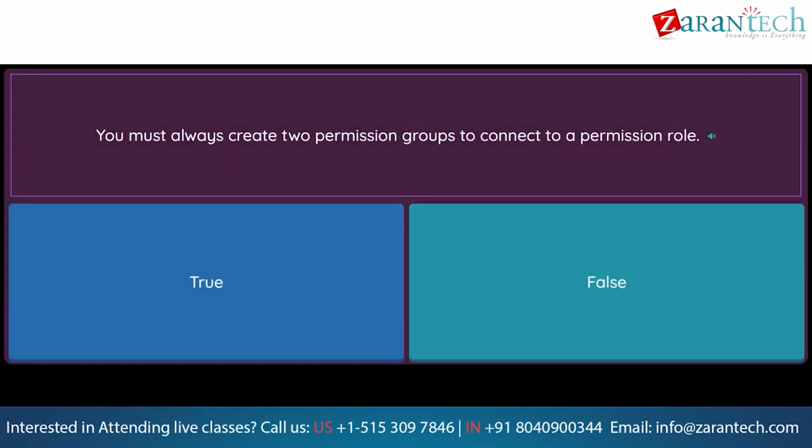Question: you must always create two permission groups to connect to a permission role. Option 1 true. Option 2 false.